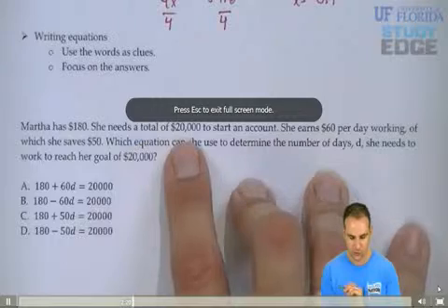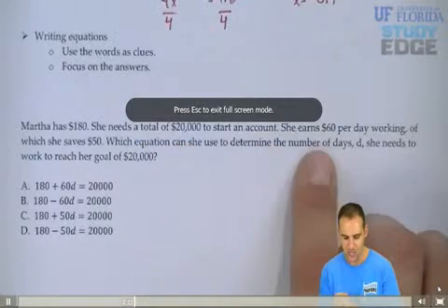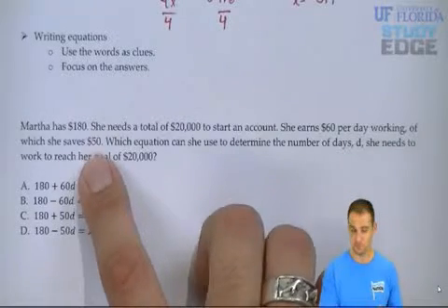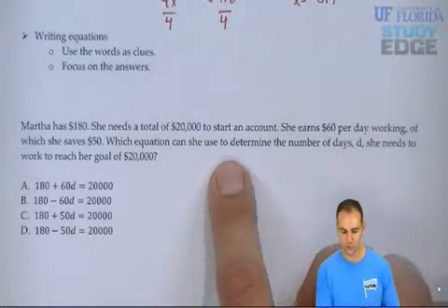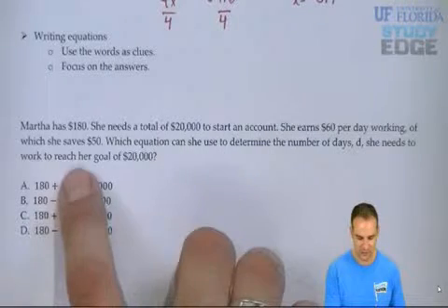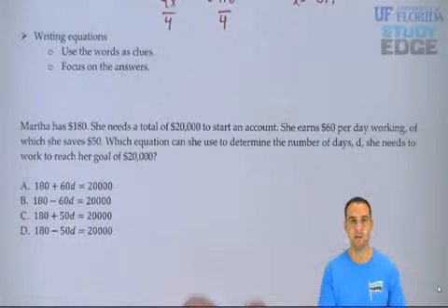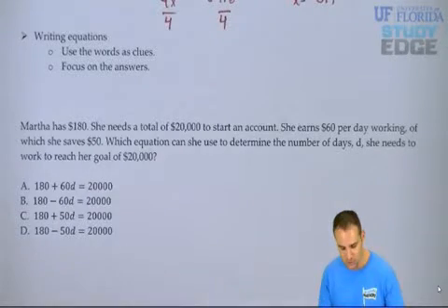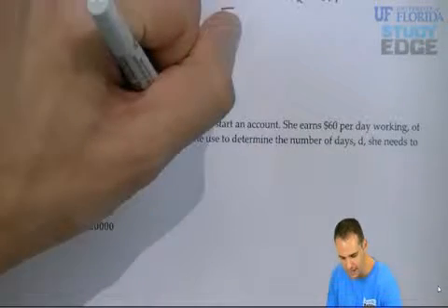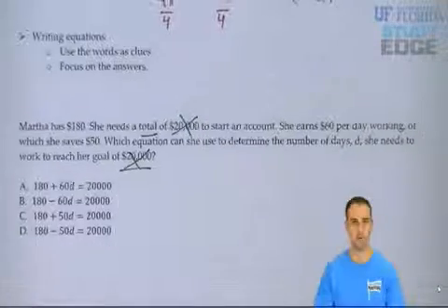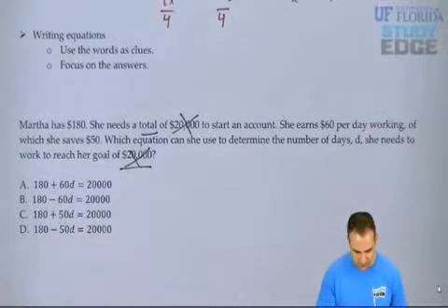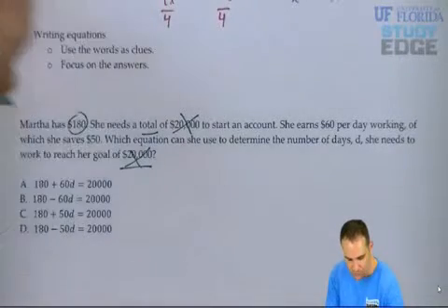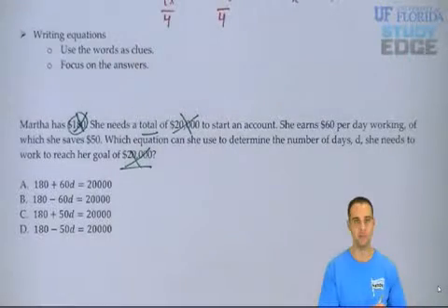$180. She needs a total of $20,000 to start an account. She earns $60 per day, of which she saves $50. It's pretty good. Which equation can she use to determine the number of days D she needs to work to reach her goal of $20,000? Focus on the answers. They all have equal to $20,000. So we don't need to worry about the $20,000 here anymore. That's going to be, if anything, the total. They all have 180. That means she already has 180. We don't need to worry about that anymore.